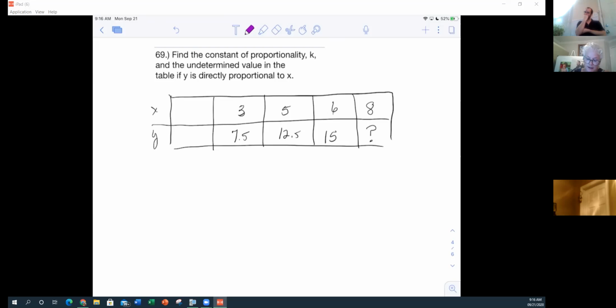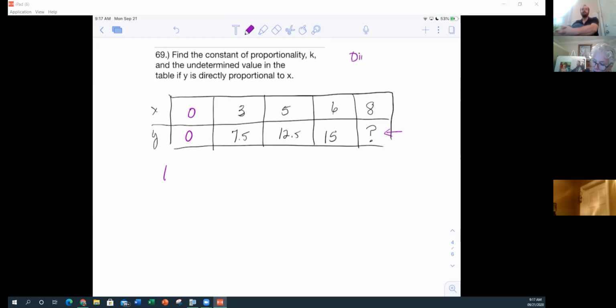So here it says find the constant of proportionality, and this was one of the problems on the homework, k, and the undetermined value in the table. So we're looking for this y value if y is directly proportional to x. They're telling us that y is directly proportional to x, so we don't have to do any kind of experimentation or look at anything, because we're being told that this is true. So we can pick any point we want to find the slope, because we know one point on the line has to be (0, 0). Has to be, otherwise it's not direct variation, or directly proportional.